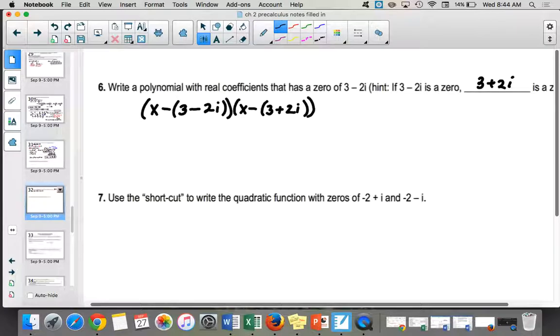Second chance, you guys want to try this? So try it along with me. Don't look up here until you're really stuck.